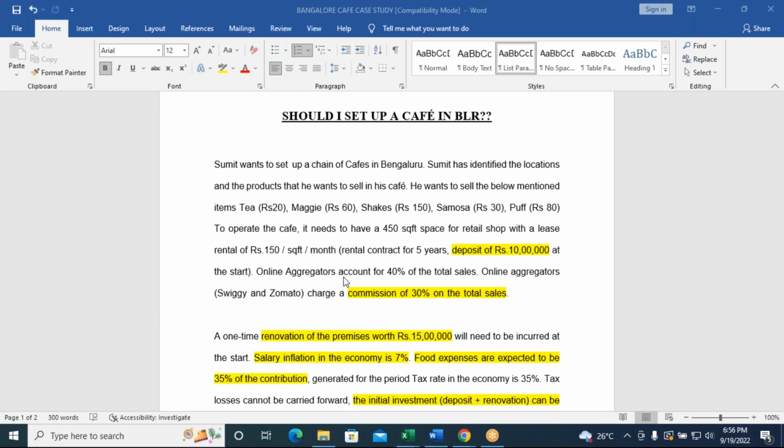Those people are going to make a sale of up to 40%. So what will be the 60% that I have to sell in my shop? 60% sale has to happen in the cafe, and 40% he has planned to give to the online aggregators. Understood? For these online aggregators, he is thinking to give a commission of 30% on the total sales. Whatever the sale that is happening, on that he is planning to give 30%. So just read this first paragraph and understand it, and do let me know if you are having any doubt, any part you did not understand.